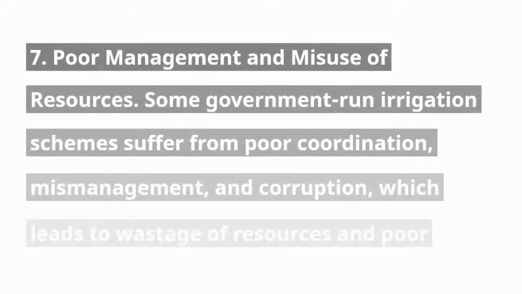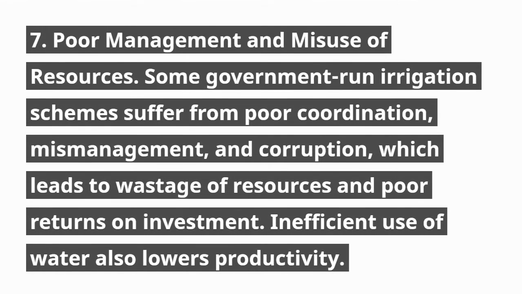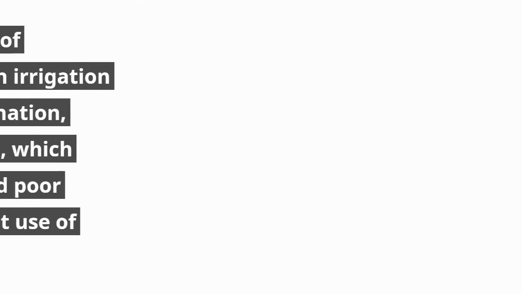7. Poor management and misuse of resources. Some government-run irrigation schemes suffer from poor coordination, mismanagement, and corruption, which leads to wastage of resources and poor returns on investment. Inefficient use of water also lowers productivity.